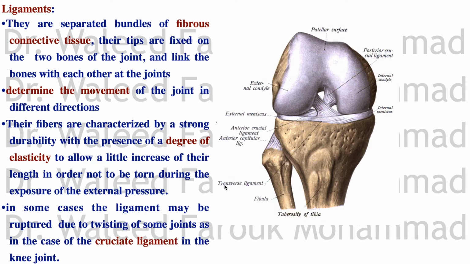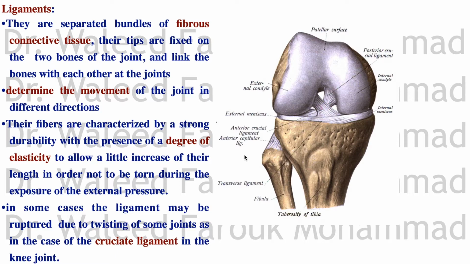In some cases, a ligament may be ruptured or torn due to twisting of some joints, and the famous ligaments that get ruptured in football are the cruciate ligaments. See, these are the الرباط الصليبي. هو ده الرباط الصليبي اللي موجود في الركبة. The cruciate ligaments: we have the anterior cruciate ligament and the posterior cruciate ligament. So these are the ligaments and their function.